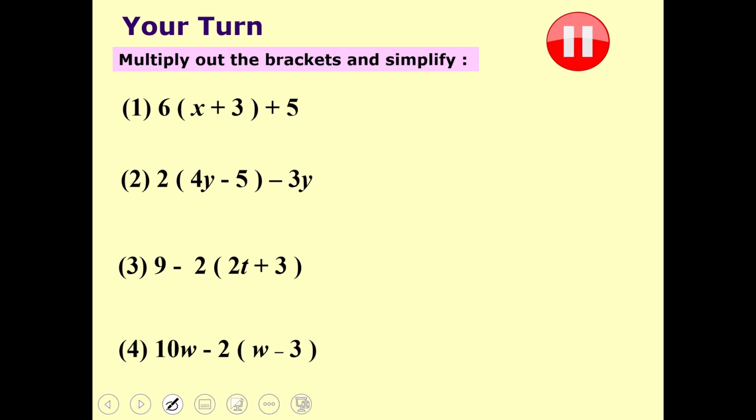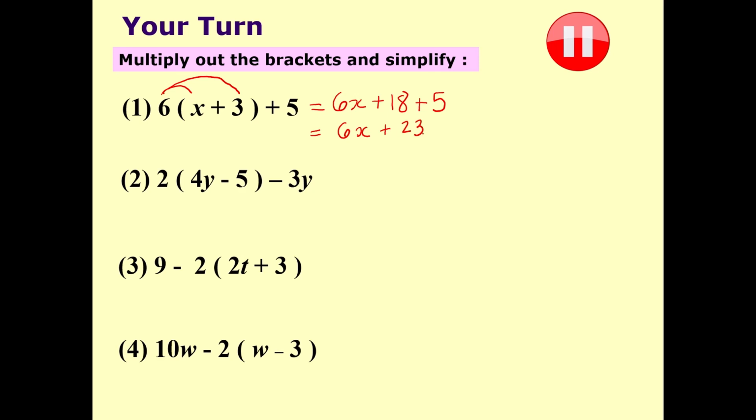Okay, let's go through these answers now. So, first one, we're going to expand this bracket here. We've got 6 times x to give us 6x. Then we've got 6 times 3 to give us plus 18. And we've not touched that plus 5 on the end, so we're just going to keep it as it is. Once we've done that, we need to collect our like terms. 6x plus 23. And that's your answer for that one.